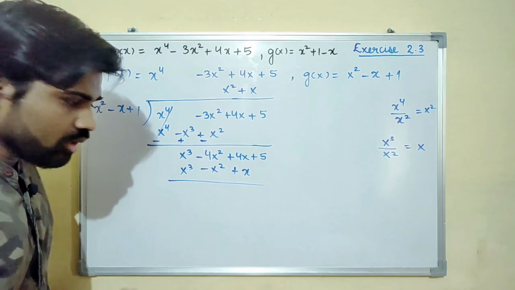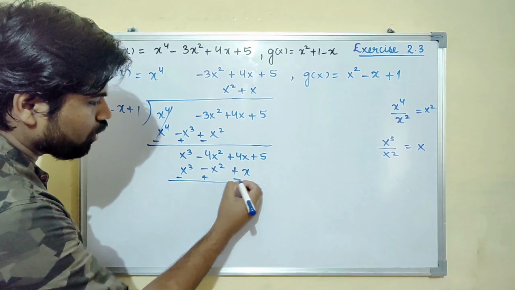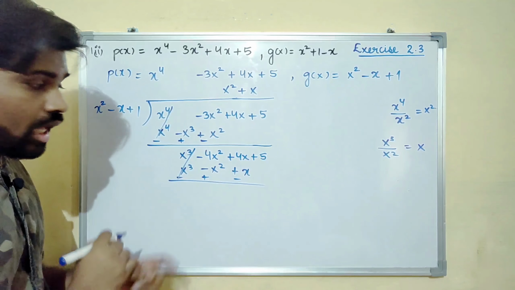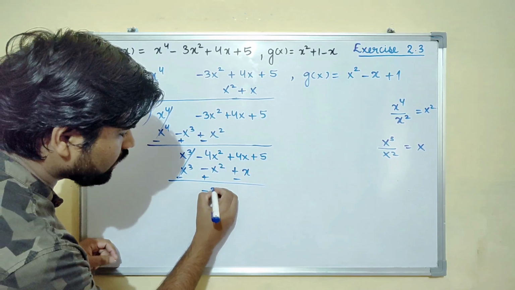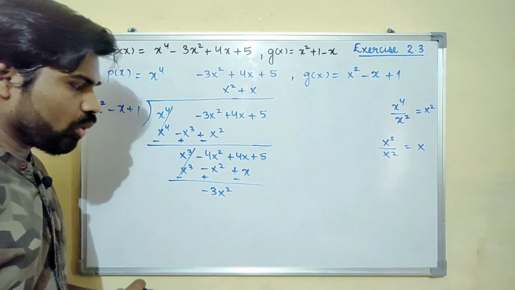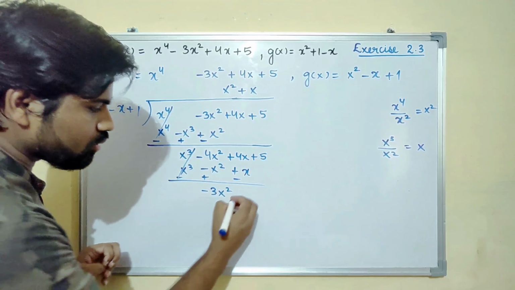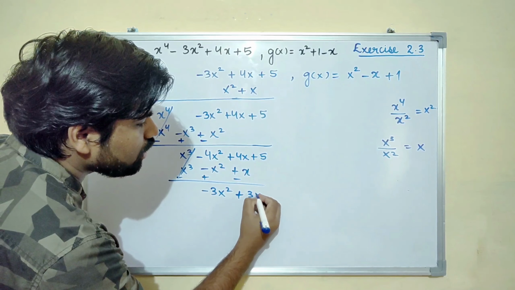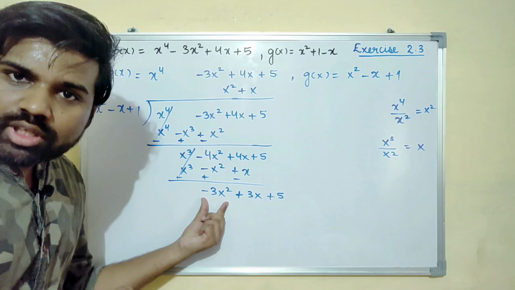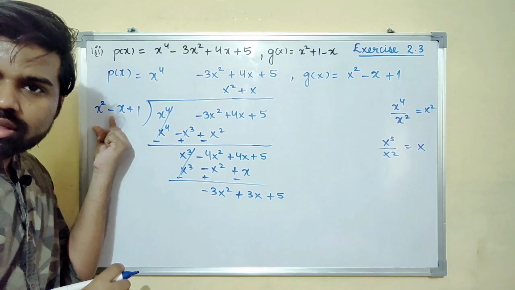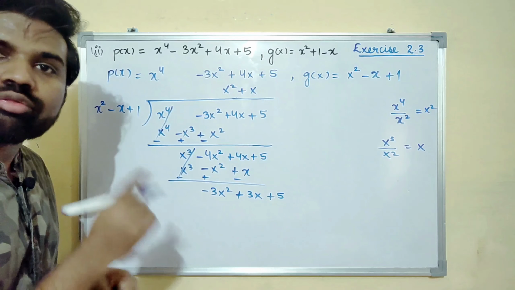Now let us reverse the sign and then solve. This will be cancelled. Here it is minus 4x square and it is plus x square, which will give minus 3x square. And 4x minus x will give you plus 3x and plus 5 will come down. Now is the degree of the remainder lesser than the divisor? No, that means you have to divide further.